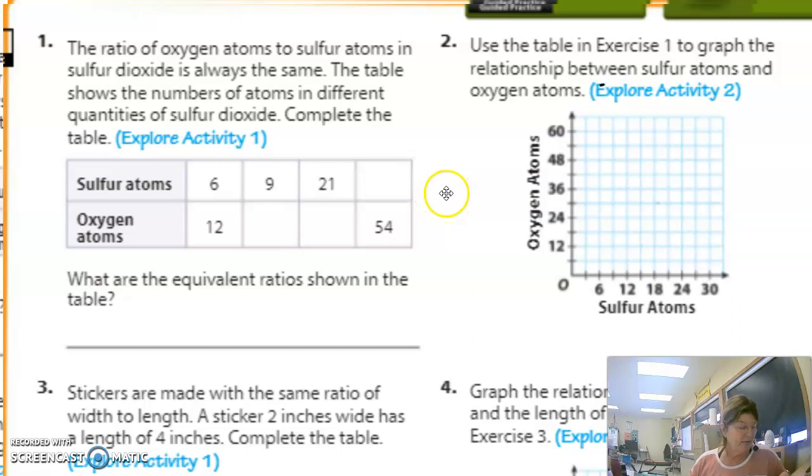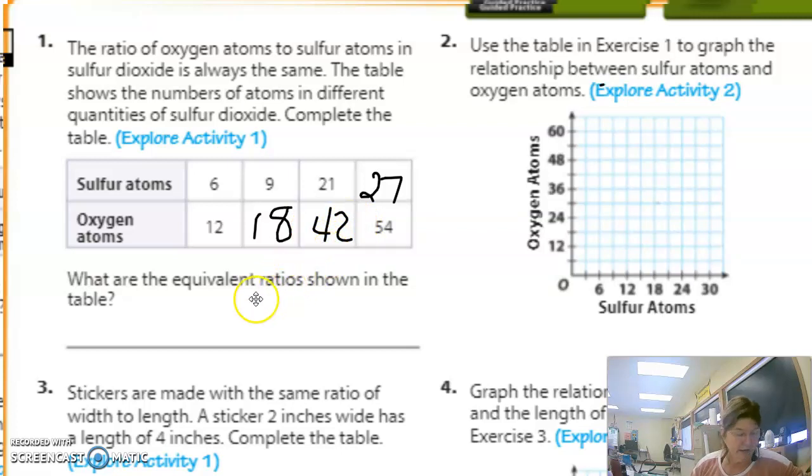So in this particular case, we are looking to find the numbers that would go into this box, okay? So we have 6, 9, 21, and we would have to find a number that goes in between. Our next one is 9, so our next number here would be 18, okay? And 21, our next number would be 42. And then 54, it would be 27, okay? So those are our equivalent ratios.